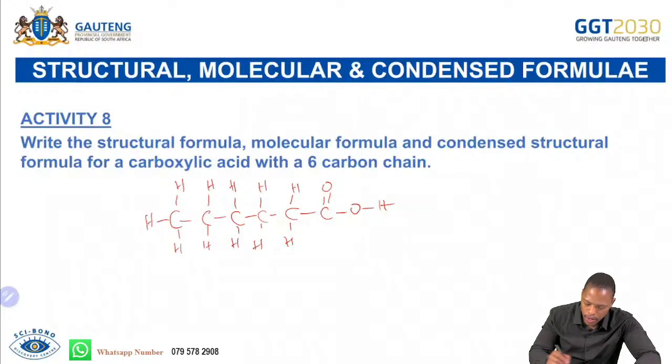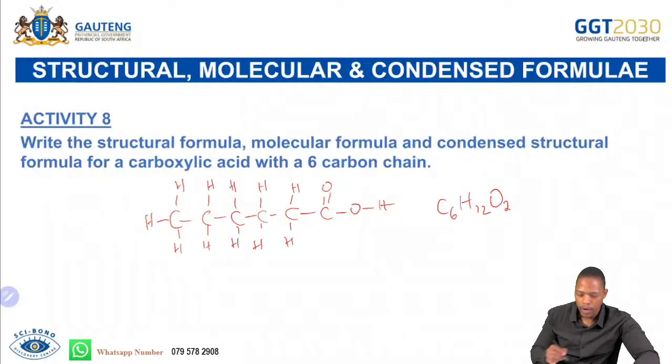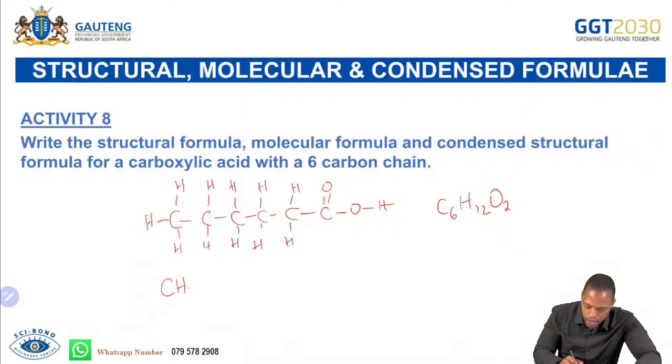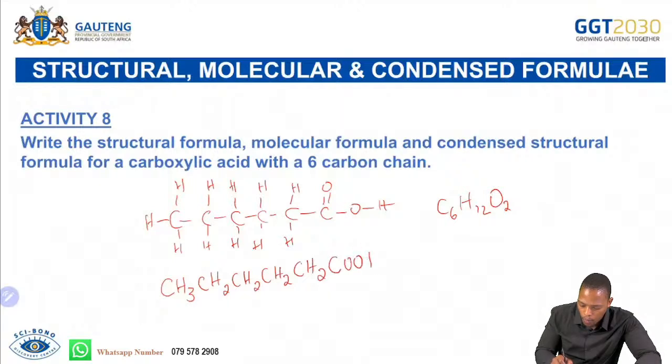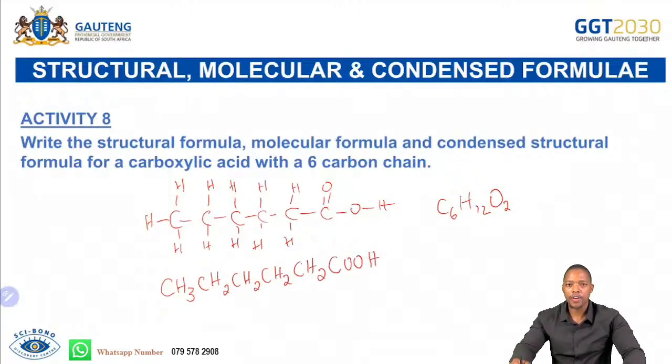Okay, and then molecular formula there would be C6, H, how many? 1, 2, 3, 4, 5, 6, 7, 8, 9, 10, 11, 12. H12, and then O2. Condensed structural formula, CH3, CH2, CH2, CH2, CH2, COOH. Very, very simple there, grade 12.